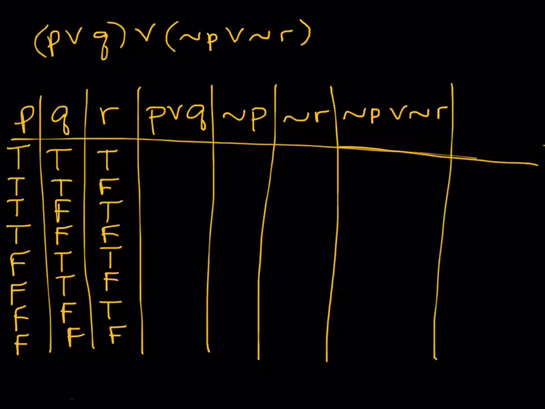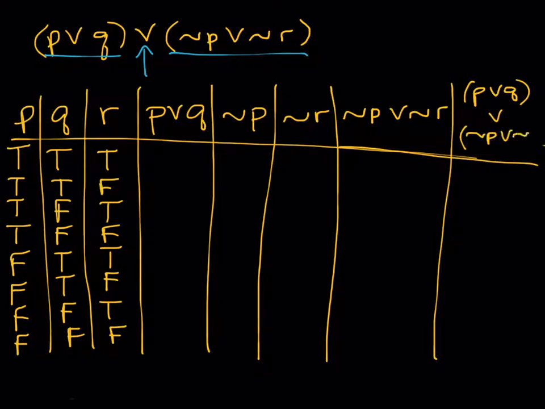Alright, so that takes care of the first parentheses, the second parentheses, and then I only have one thing left to do after that, and that's another OR. So that would be my final connective to deal with. So that would be my last column. I would have the two things on either side of that. So I would have P or Q, or, and then the rest of this, not P or not R.